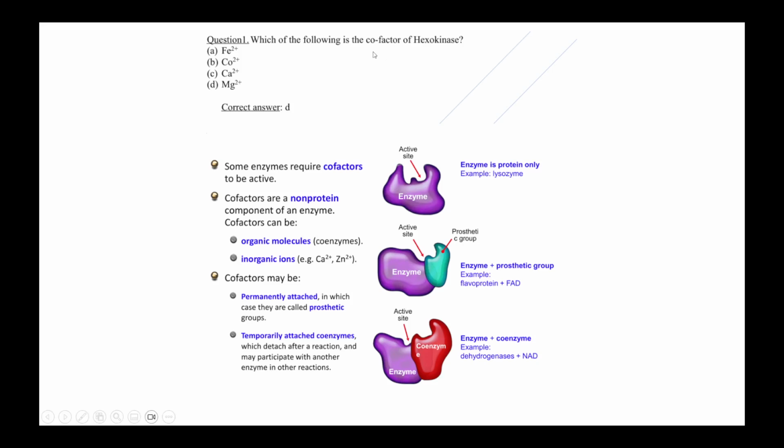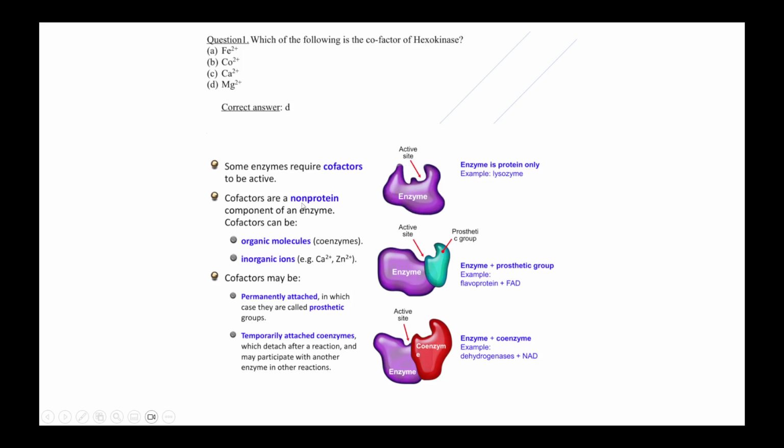Since the term cofactor has come in, let's briefly look at what cofactors are. There are many enzymes which require cofactors to actively perform their function. Enzymes are basically proteins, predominantly globular proteins. This is the lysozyme enzyme, which doesn't require anything to bind to it. It can perform its function on its own.